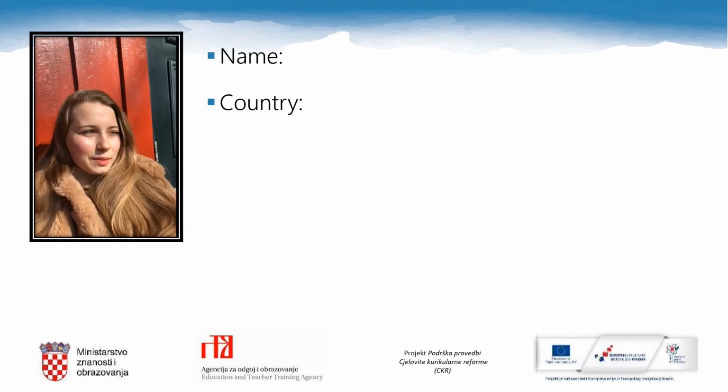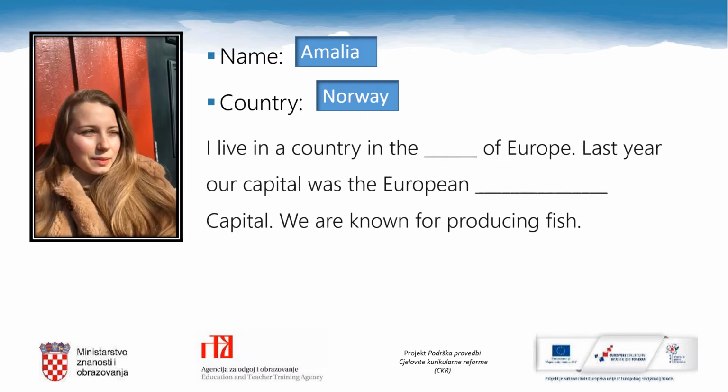What is her name? It's Amalia. And where do you think she comes from? She comes from Norway. And she said, I live in a country in the north of Europe. Last year, our capital was the European Environmental Capital. We are known for producing fish. Let's hear the next one.